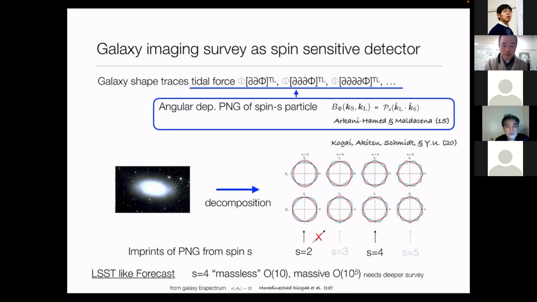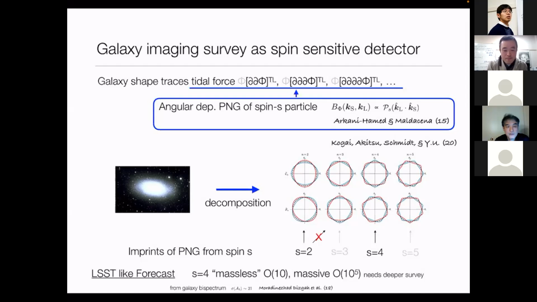The interesting thing is that the signals of different spins are encoded in different deformations of the shapes. For the spin 2 deformation of the galaxy shape, it only comes from the 3-point function generated from the spin 2 particle. Likewise, the spin 4 deformation of the galaxy shape can be generated only from the 3-point function generated by the spin 4 particle. And similarly, the spin S deformation of the galaxy shape can only be generated from the exchange of the spin S particle. So in that sense, we can separately pick up the information of the different spins which are excited during inflation.